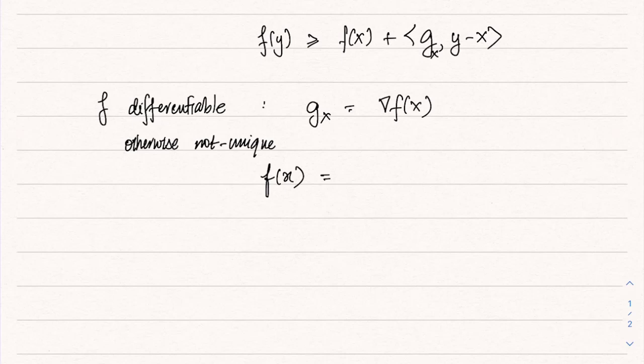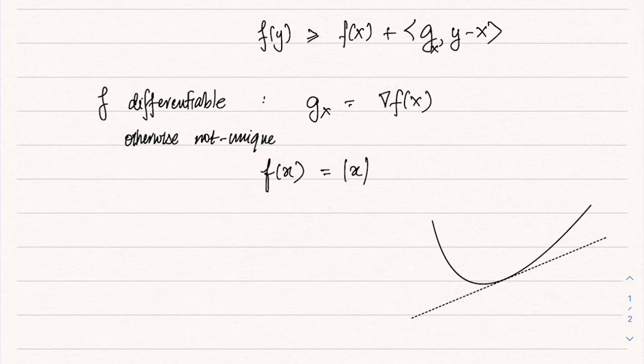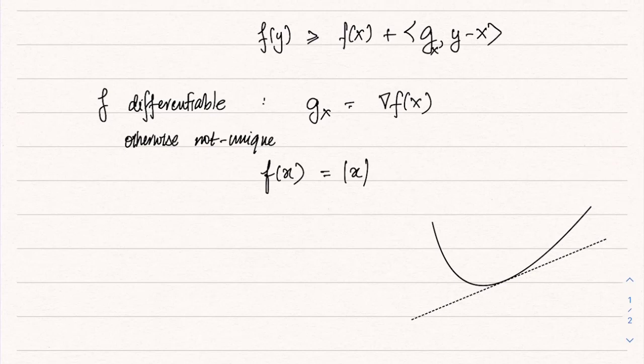Let's say that f of x is equal to the absolute value of x. For the absolute value of x, you can imagine that there is a line that lower bounds it, but that line may not always be unique. So let me draw the differentiable case first. In the differentiable case, there is always a tangent at any point for a convex function, and that tangent will always lower bound. The slope of that tangent, in n dimensions, is the gradient. So that works in the differentiable case.